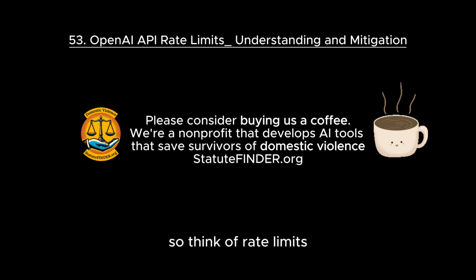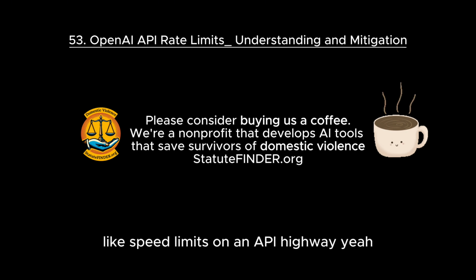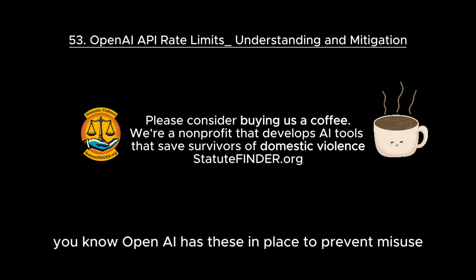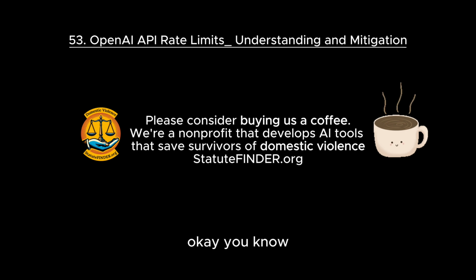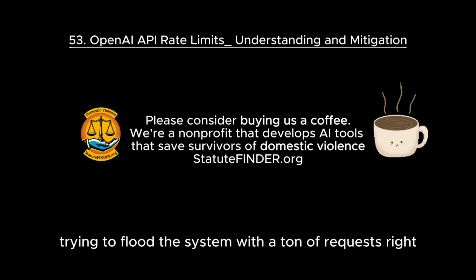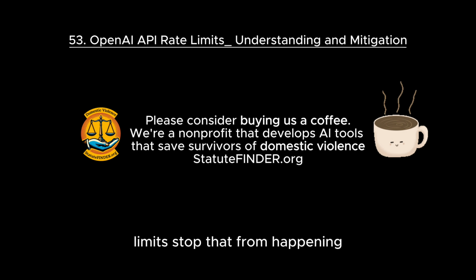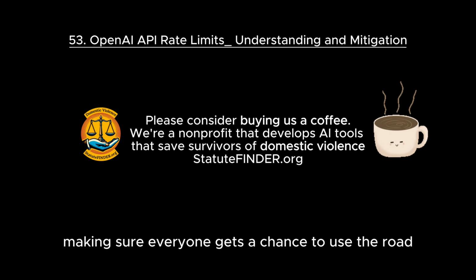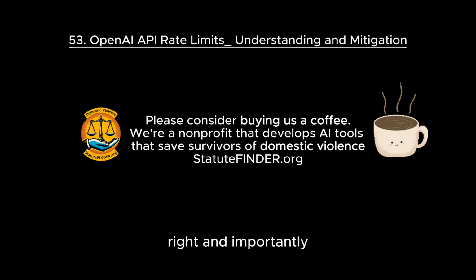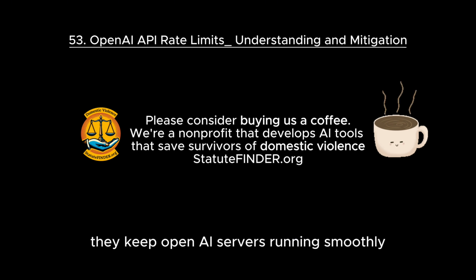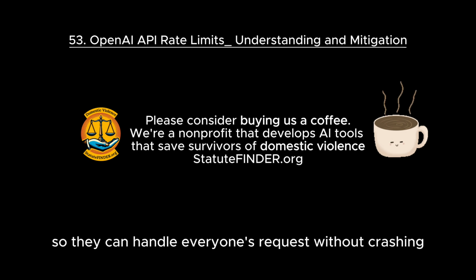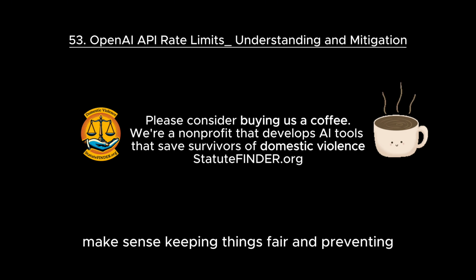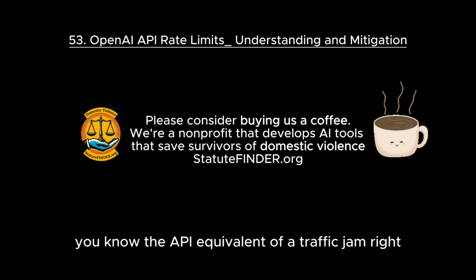So think of rate limits like speed limits on an API highway. OpenAI has these in place to prevent misuse. Imagine someone's trying to flood the system with a ton of requests. Rate limits stop that from happening. Got it. They also ensure fair access for everyone, kind of like making sure everyone gets a chance to use the road. Right. And importantly, they keep OpenAI's servers running smoothly so they can handle everyone's requests without crashing. Makes sense, keeping things fair and preventing the API equivalent of a traffic jam.